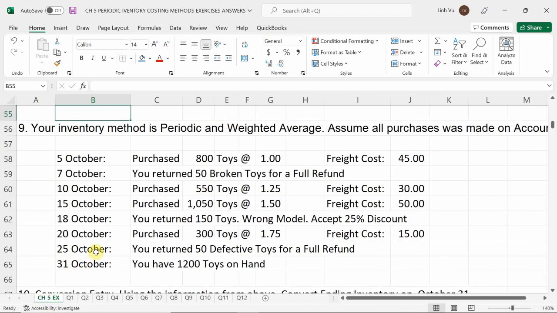October 18, you end up returning 150 toys. They were the wrong color. Oh, sorry, they were the wrong model. But since they sent you the wrong item model itself, you end up accepting a 25% discount this time. Okay, so 150 toys were the wrong model, and you are willing to accept 25%.